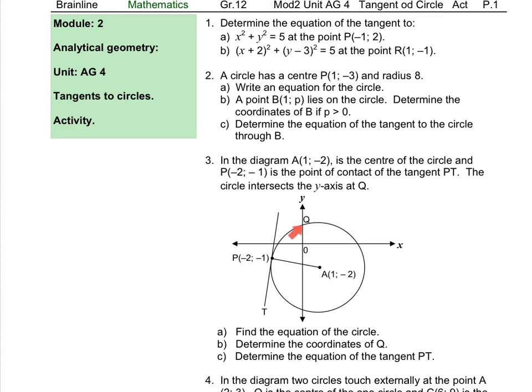So we will make x 0 at that point. And then question 3C, determine the equation of the tangent PT. So we will first work with the gradient of the radius in order to work out the gradient of the tangent because the radius is perpendicular to the tangent.